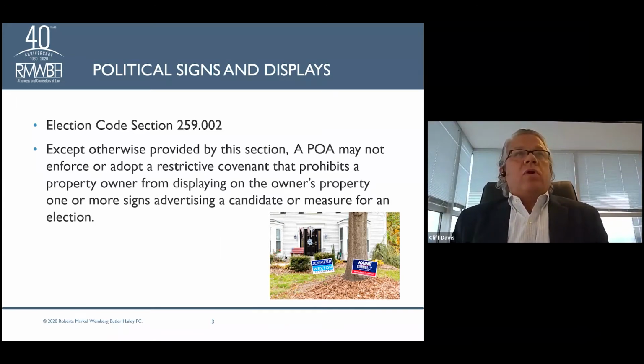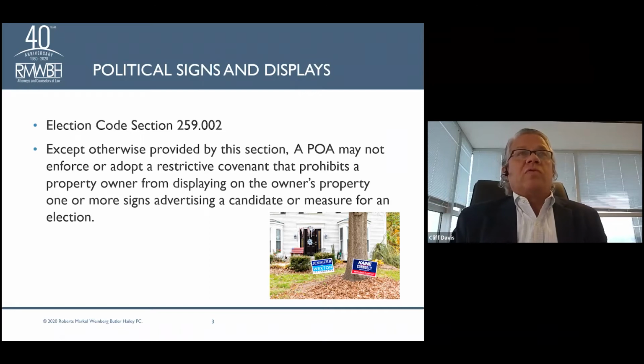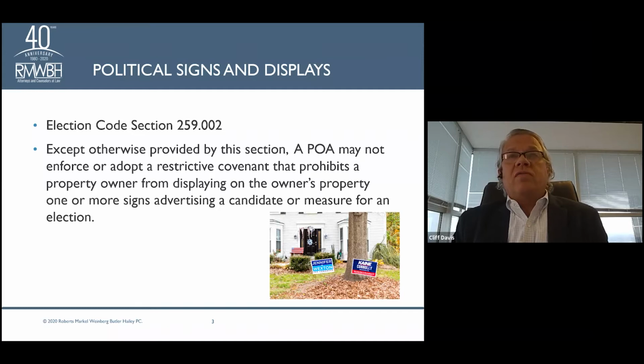As everyone may know, there's protection in the law for political signs. It was originally in the Texas Property Code. In the last session, they moved it to the Texas Election Code, section 259.002. Basically, the law says that a POA may not enforce or adopt a restrictive covenant that prohibits an owner from displaying one or more signs advertising a candidate or measure for an election. That last part is important terminology. It has to be a candidate that is running for election or a measure that is on the ballot for a vote. Those are the types of political signs that are protected.